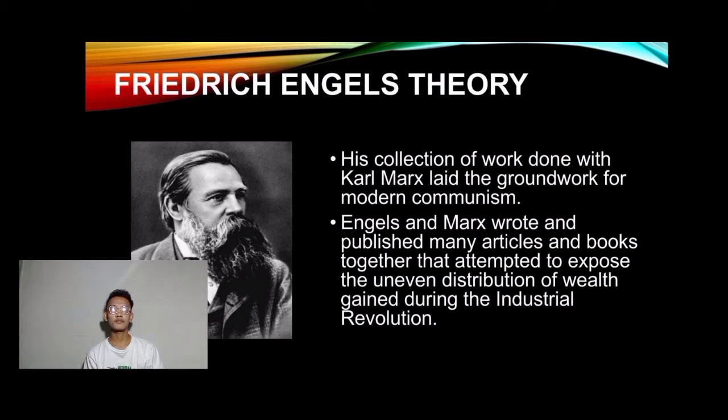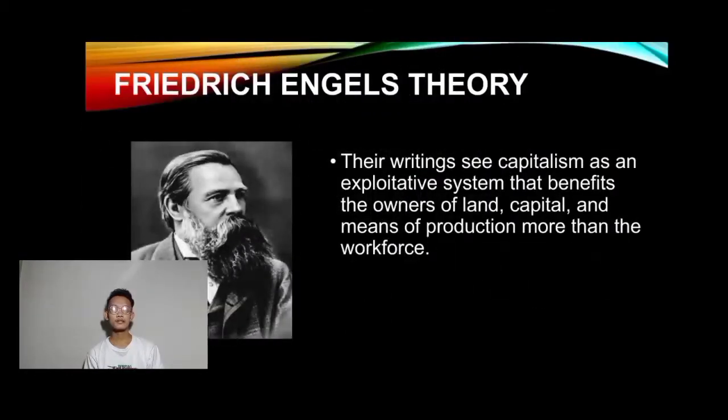Engels and Marx wrote and published many articles and books together that attempted to expose the uneven distribution of wealth gained during the Industrial Revolution. Their writings see capitalism as an exploitative system that benefits the owners of land, capital, and means of production more than the workforce.